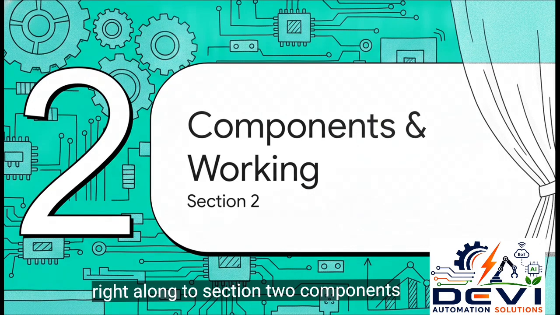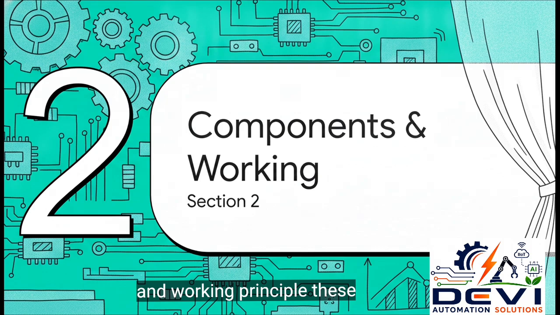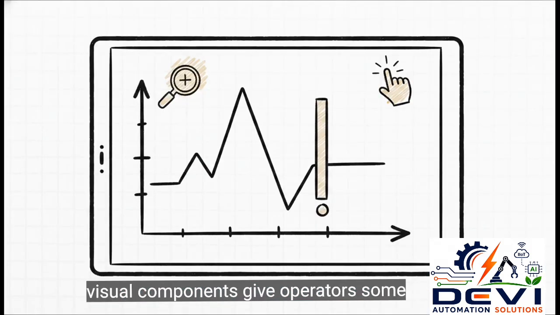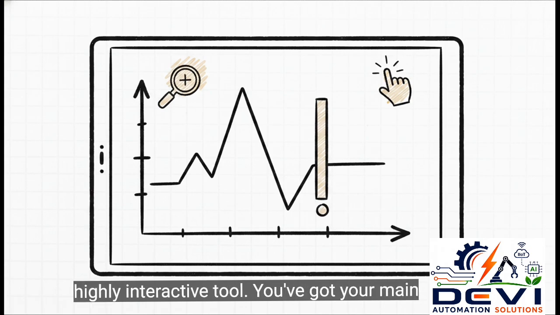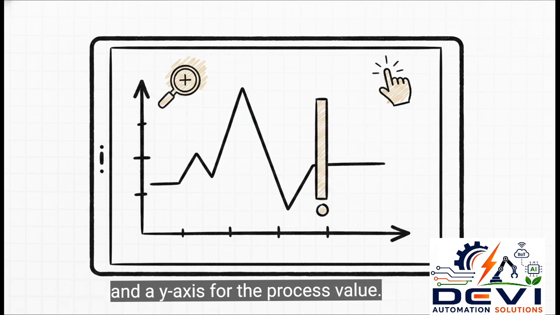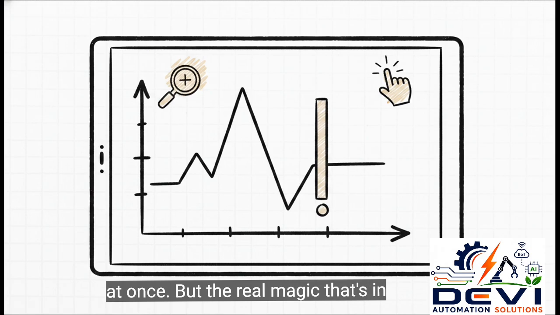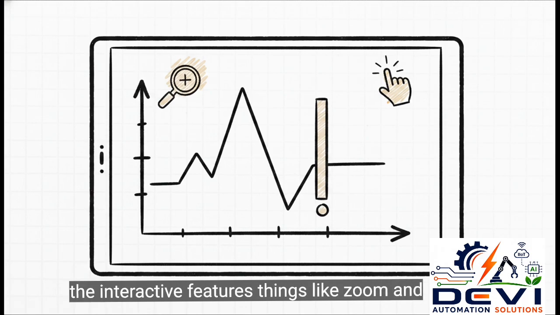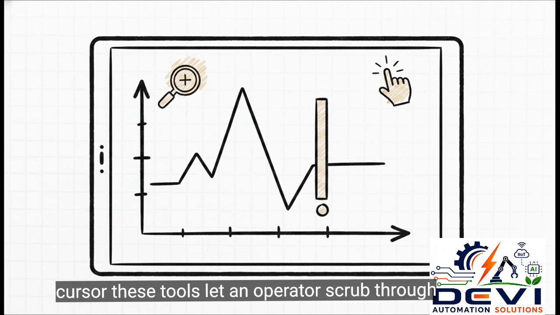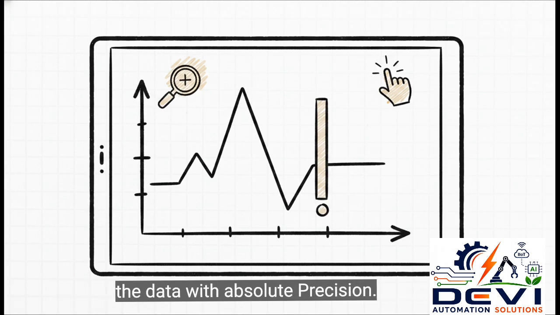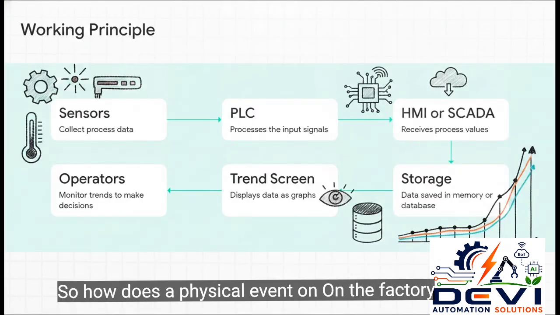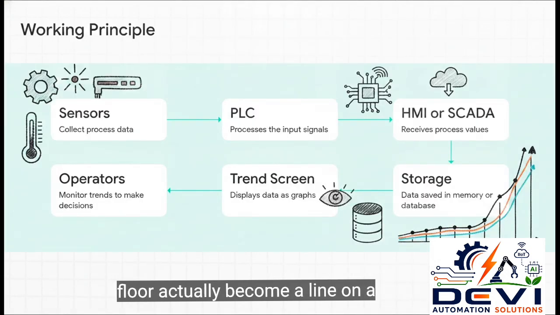Moving right along to Section 2, Components and Working Principle. These visual components give operators some serious analytical power. A typical screen isn't just a flat picture, it's a highly interactive tool. You've got your main trend graph plotted along an x-axis for time and a y-axis for the process value. You've got a legend so you can decipher multiple tags at once, but the real magic, that's in the interactive features. Things like zoom and pan controls, time selection, and the data cursor. These tools let an operator scrub through the history and zoom in on a microscopic blip in the data with absolute precision.